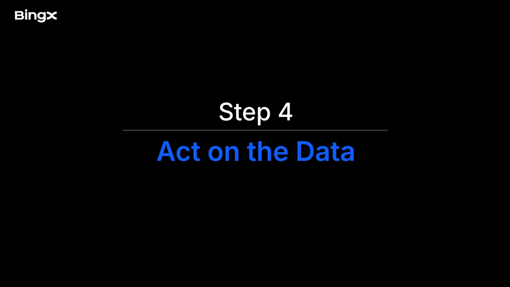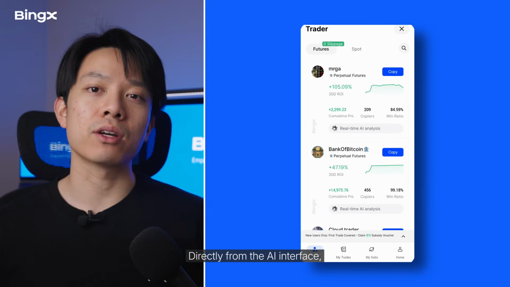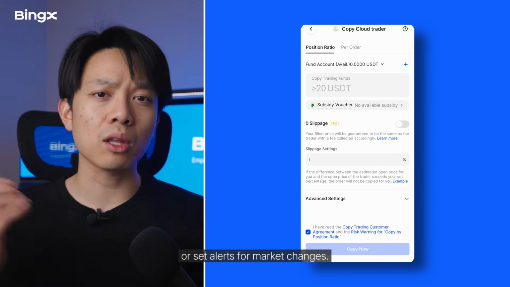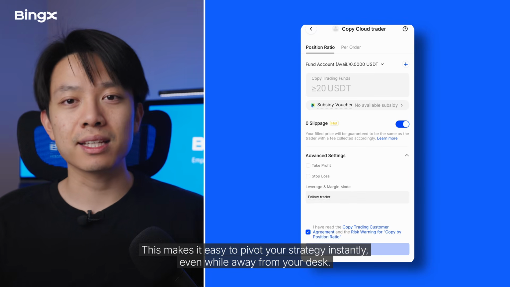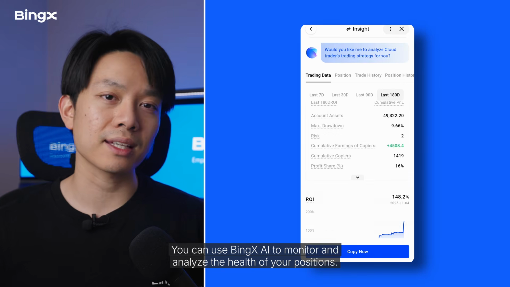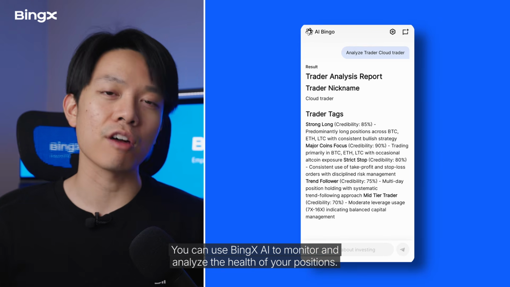The fourth step, act on the data. Directly from the AI interface, you can open a trader's profile, adjust copy trading preferences, or set alerts for market changes. This makes it easy to pivot your strategy instantly, even while away from your desk. You can use BingX AI to monitor and analyze the health of your positions.